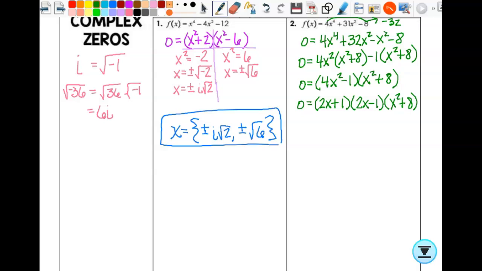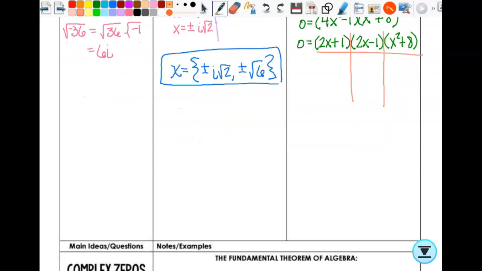All right. So now I have factored as much as I can right now. So we will go and find our zeros. So I know that this will give me x equals negative 1/2. This gives me x equals 1/2. This gives me x squared equals negative 8. So then x equals plus or minus the square root of negative 8.